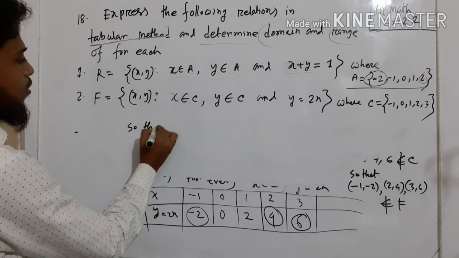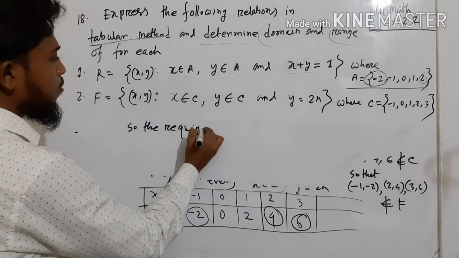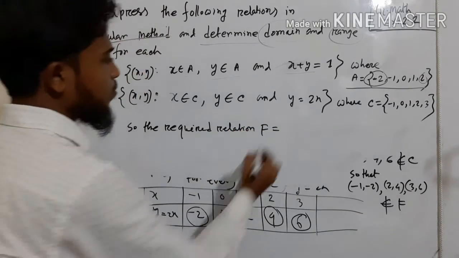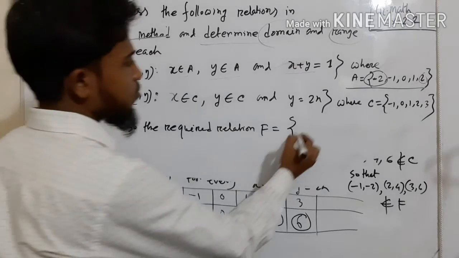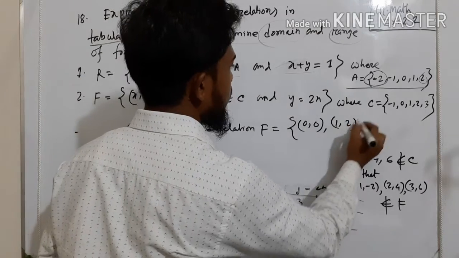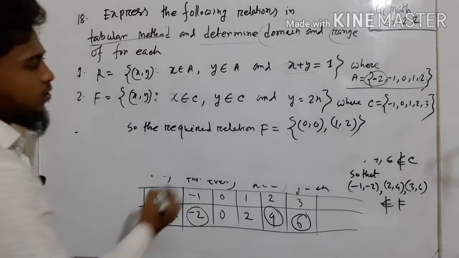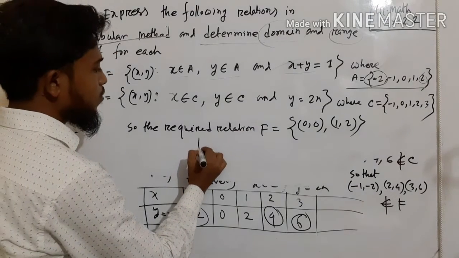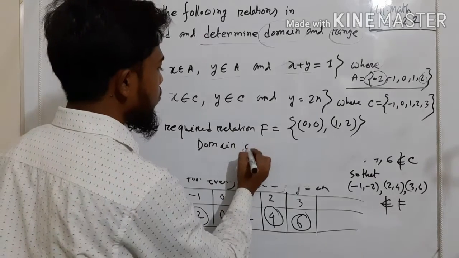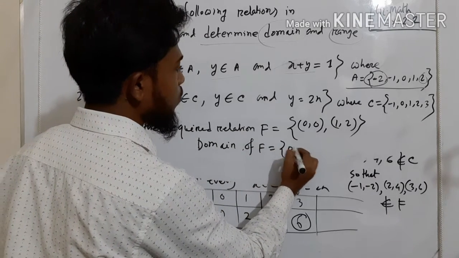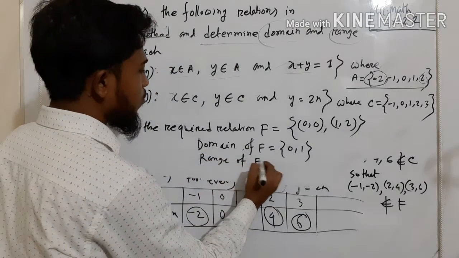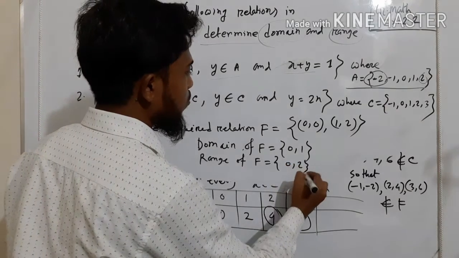So the relation F equal to {(0, 0), (1, 2)}. So the domain of F equal to {0, 1} and range of F equal to {0, 2}. This is our answer.